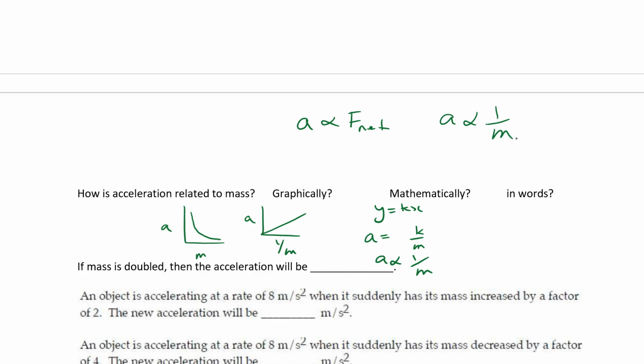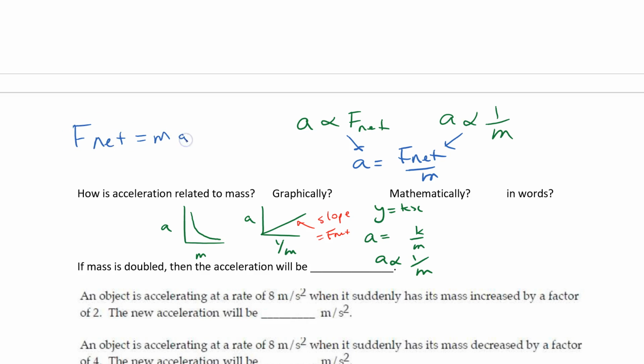And interestingly enough, that slope was equal to F net. So it's pretty cool at the end of the day that we can put those together. A is equal to F net over m. We can combine those two together. And it's neat that the constant is 1, like we don't have to put any number out front. Another way we can think of this is F net is equal to ma.